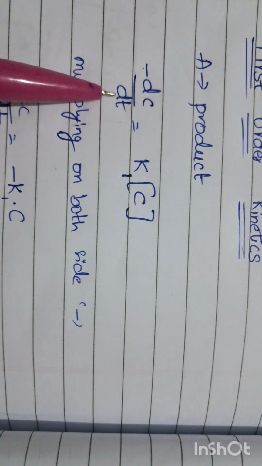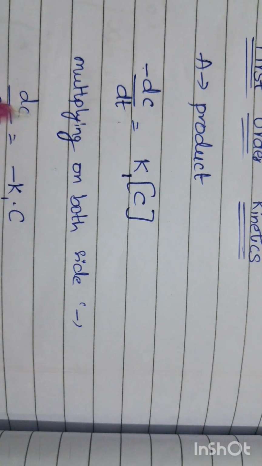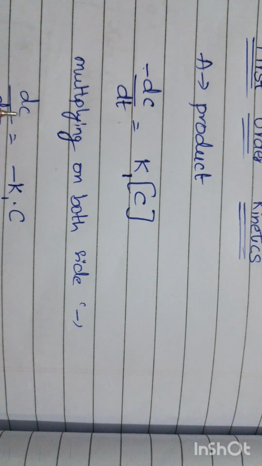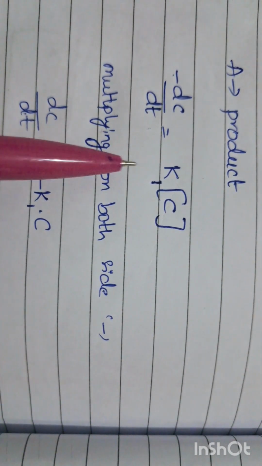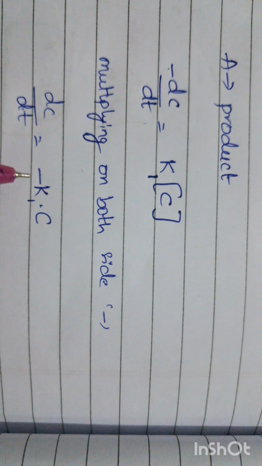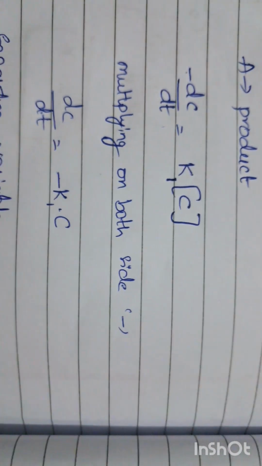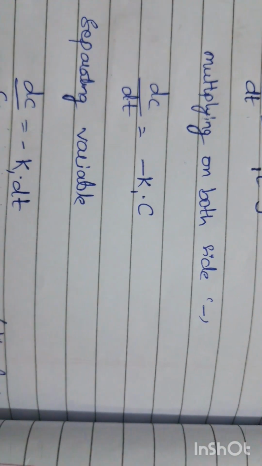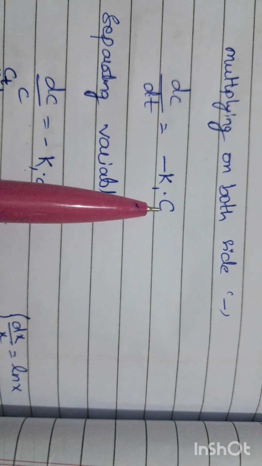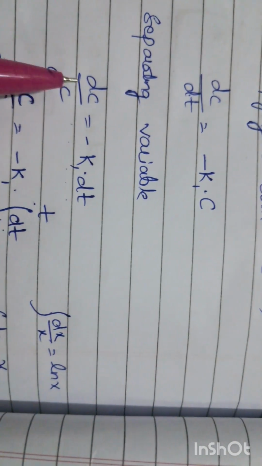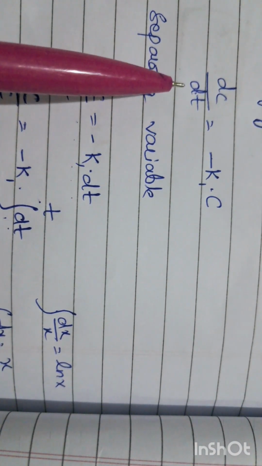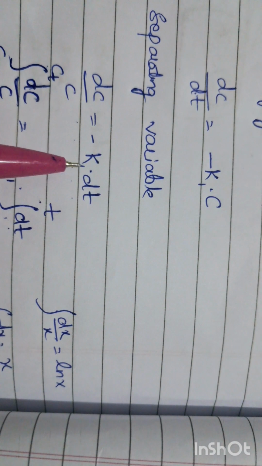So minus dC by dt is equal to K1 into C. Multiplying on both sides with a minus sign, minus into minus gives plus, so plus dC by dt is equal to, plus into minus gives minus, minus K1 into C. Now we are separating the variables, so we get dC by C is equal to minus K1 into dt.